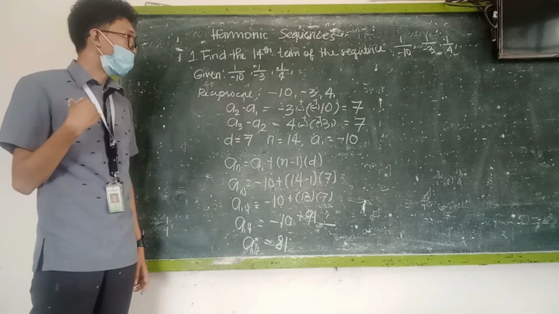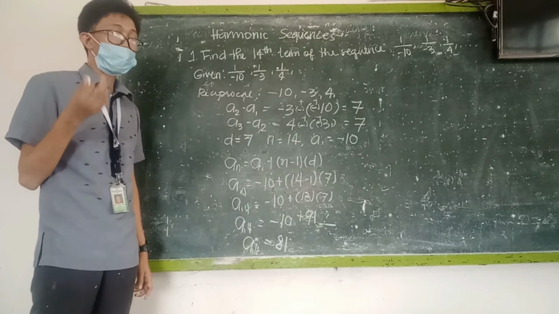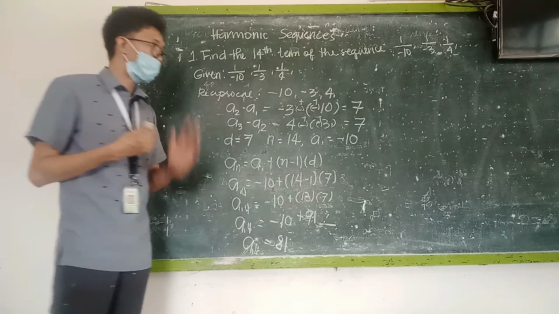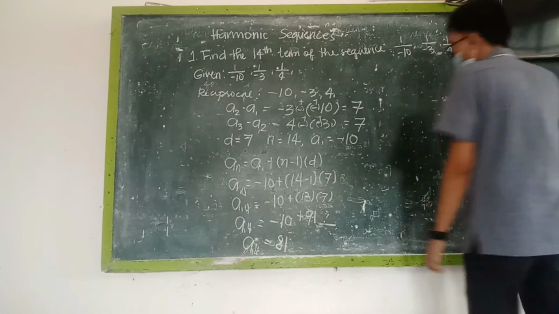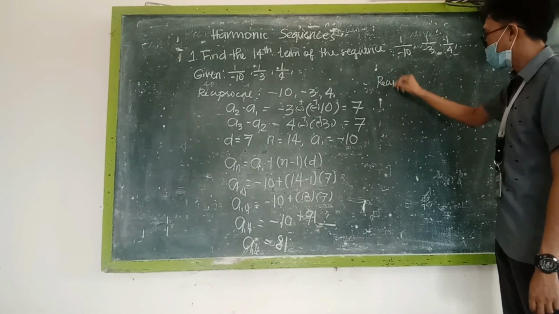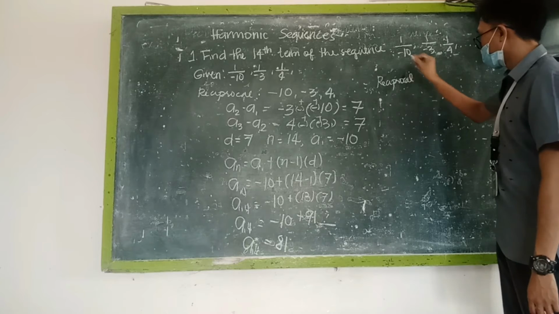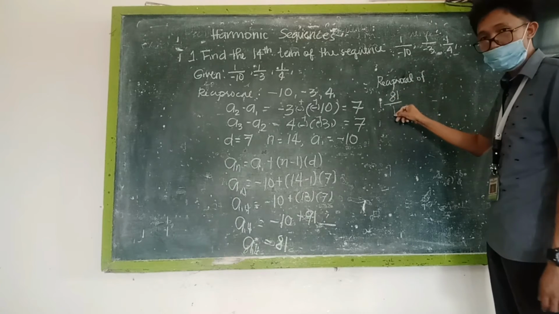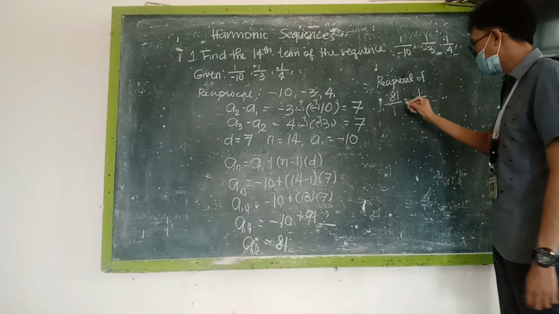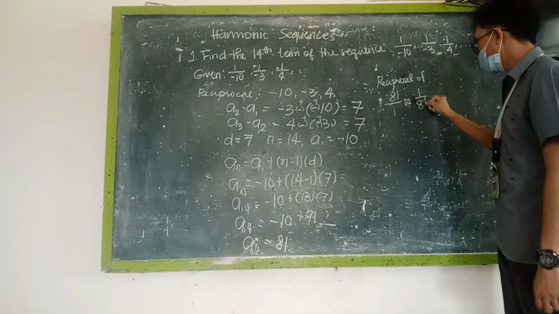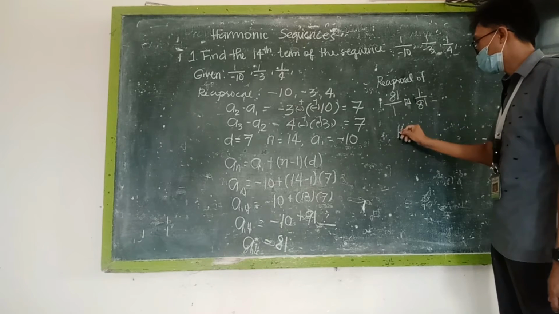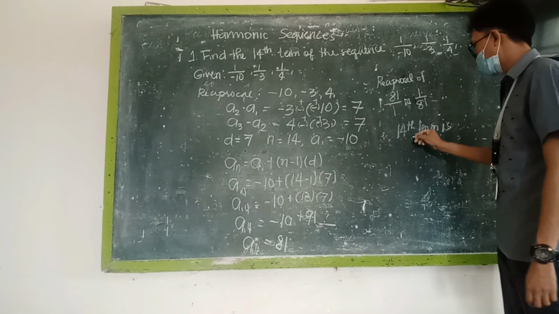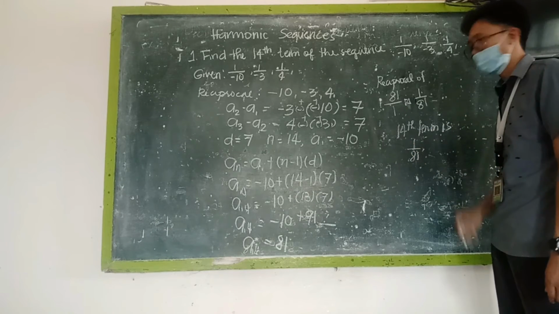However, we are finding the 14th term of the harmonic sequence. So, ang 81 natin dito, i-reciprocate naman natin. So ang reciprocal ng 81, so 81 over 1 is equal to 1 over 81. Therefore, ang 14th term natin is 1 over 81.